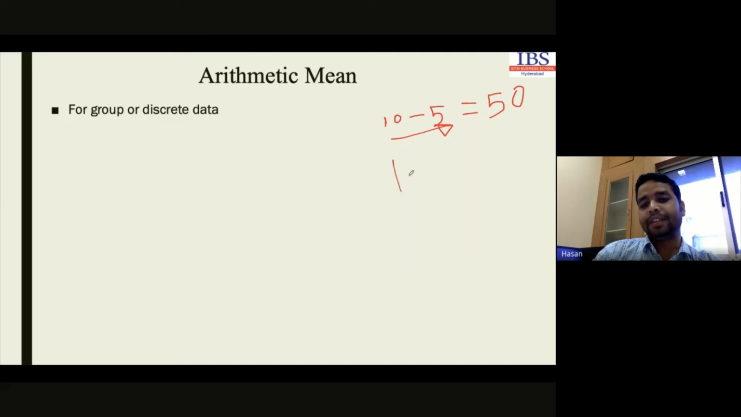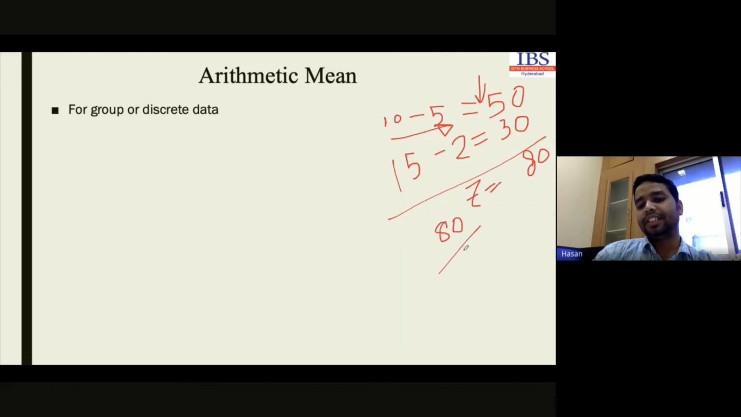Then again, 15 marks were obtained by 2 students. So total marks obtained by these 2 students will be 2 into 15, that means 30. If we are talking about total marks obtained by all the students, we'll have to take the sum in this way. So that means 80. And how many students are there? Total 7 students. So how do we calculate the average here? 80 by 7.